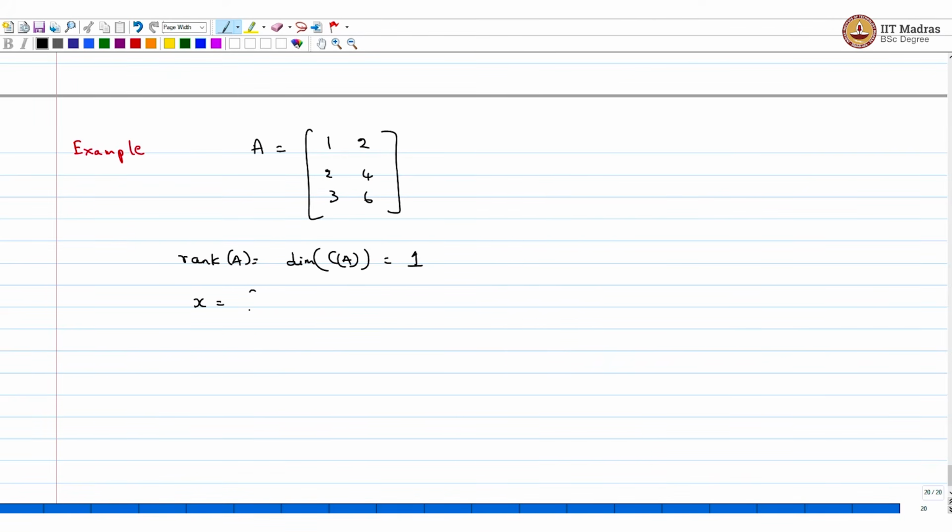So if I set x equals (-2, 1), then this belongs to the null space. It's fairly simple. Take -2 times the first column and 1 times the second column, that results in 0, since column 2 equals 2 times column 1.